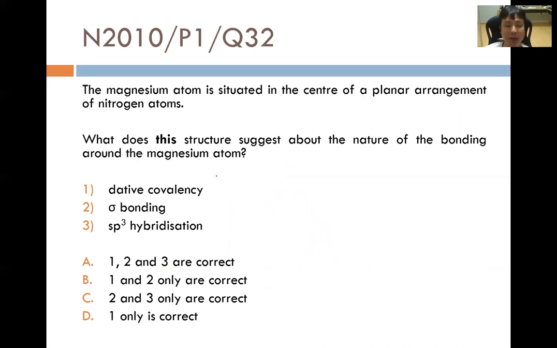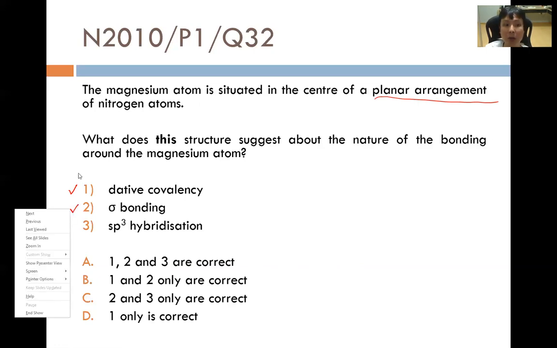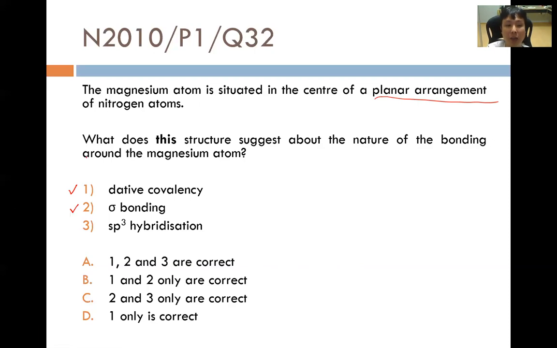Furthermore, the question says that the magnesium atom is situated in the center of a planar arrangement of nitrogen atoms. So what does this structure suggest about the nature of the bonding around the magnesium atom? Dative covalency is already true. As we've mentioned, nitrogen uses its lone pair to form a dative covalent bond with the central Mg2+ cation, and the dative covalent bond is a sigma bond, because it's a single bond, so it's definitely head-on overlap.